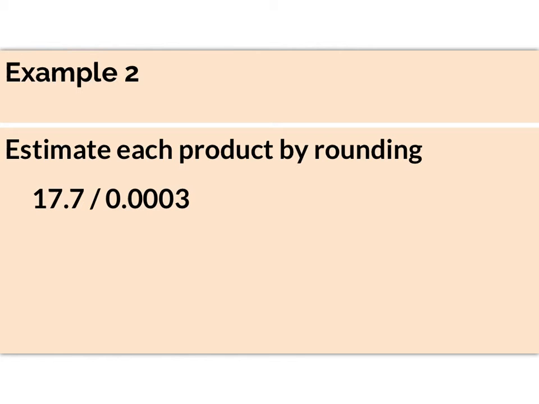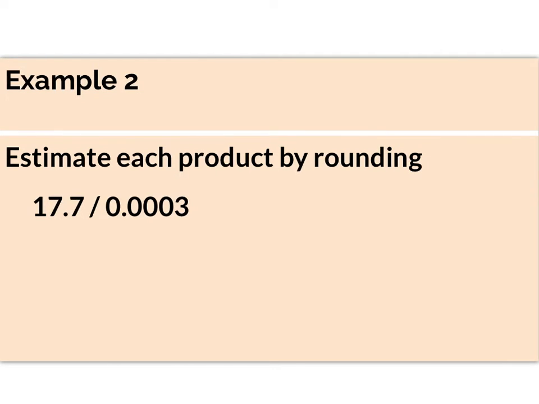So we have 18. I lost my pen for a second. 18 divided by 0.0003. So now, we made these numbers what's called compatible numbers. 3 is a factor of 18, and we know that 18 divided by 3 is 6. But I should have probably done the dividing decimals videos first so you get the rule, but I'm going to share the rule with you now because this is a little different.